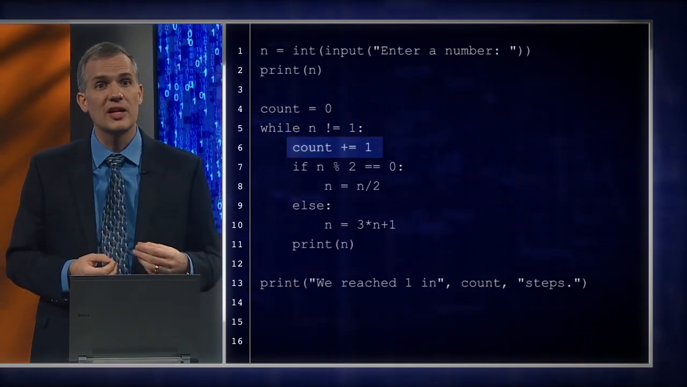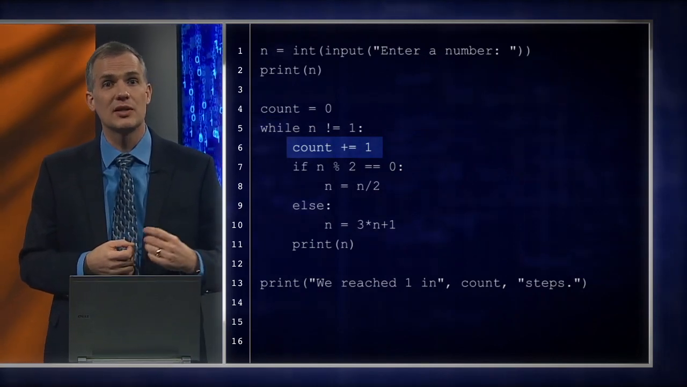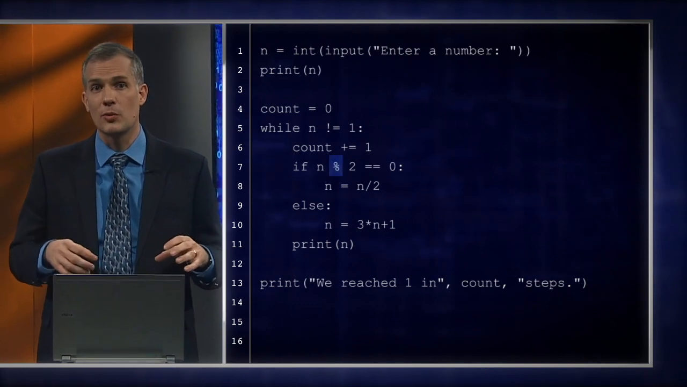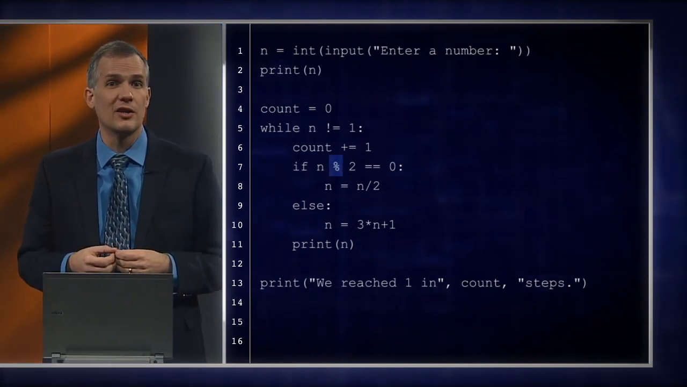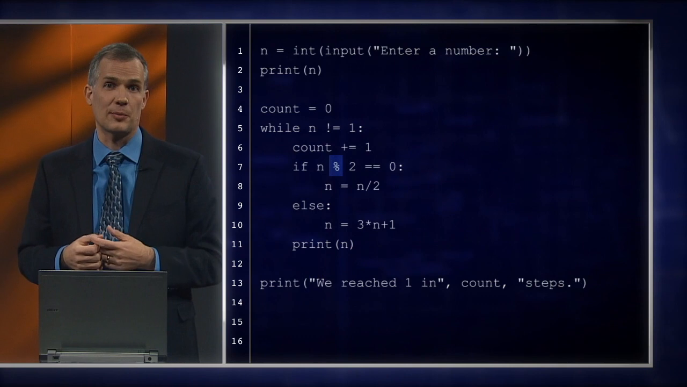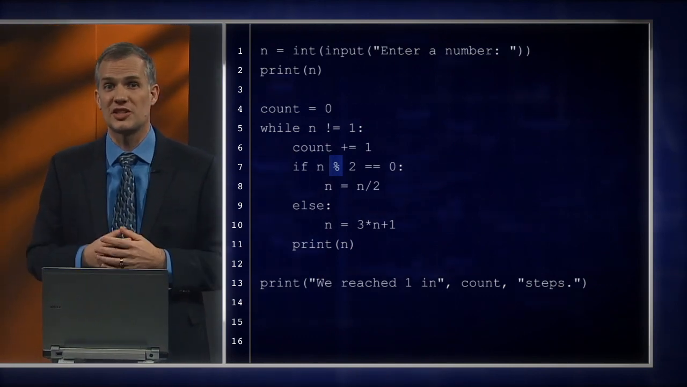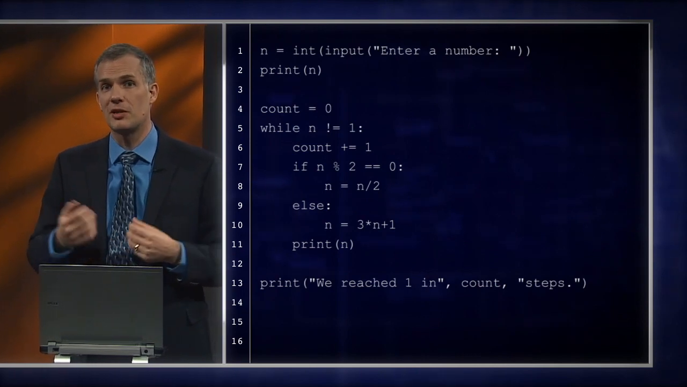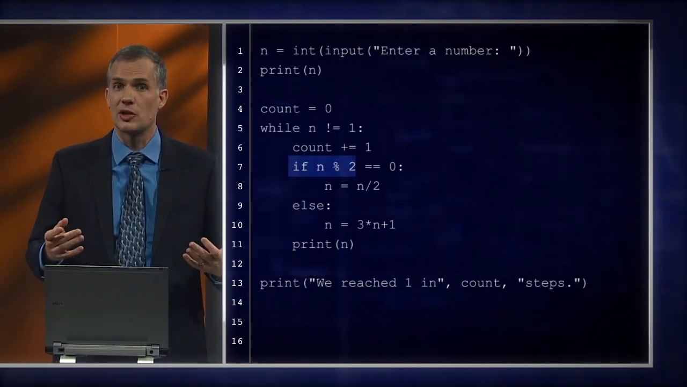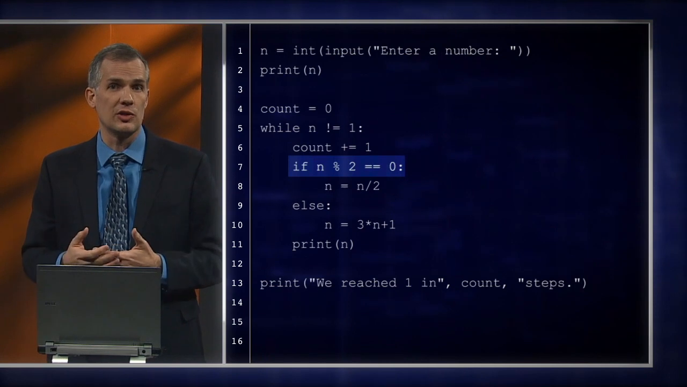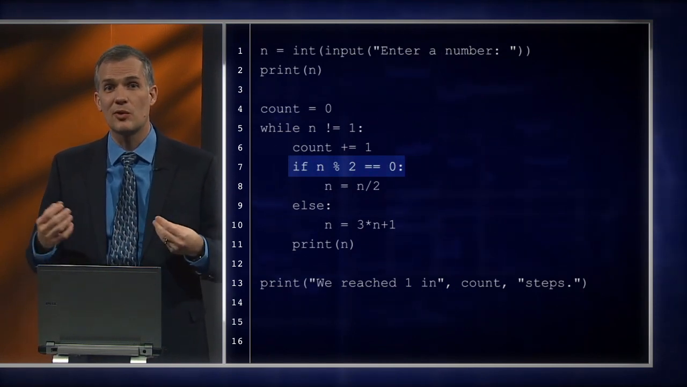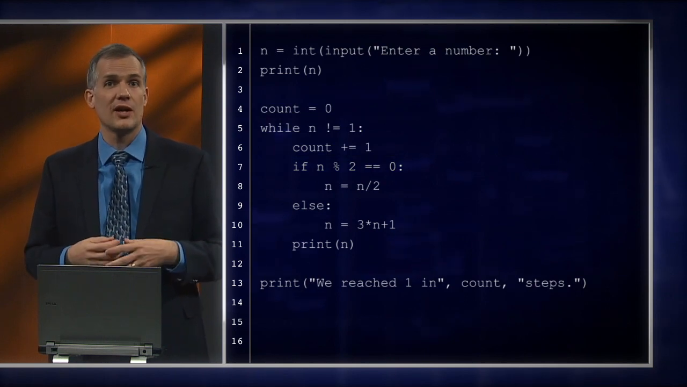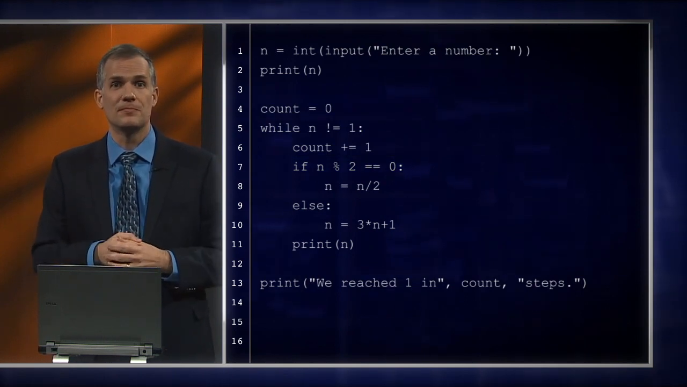Inside the loop, we increase our count of the number of steps, and then we generate the next number in the sequence. We determine whether the current number is even or odd by using what's called the modulus operation, for which we use the percentage sign. And this operation will give you the remainder when the first number is divided by the second. So, if we take a number modulo 2, we'll get either a 0 or a 1. If the answer is 0, it must have been even. And if the answer is 1, it must have been odd.